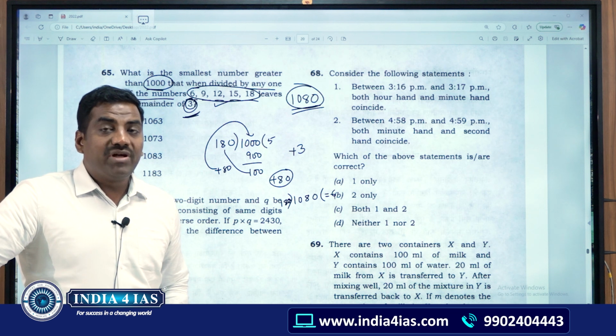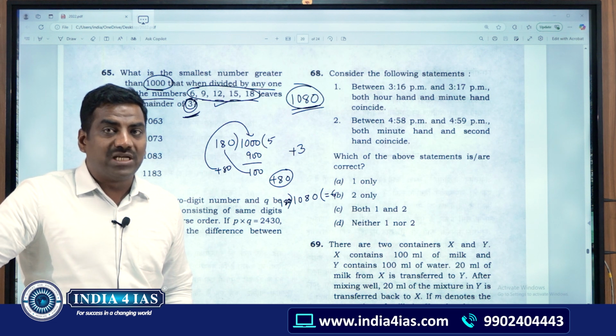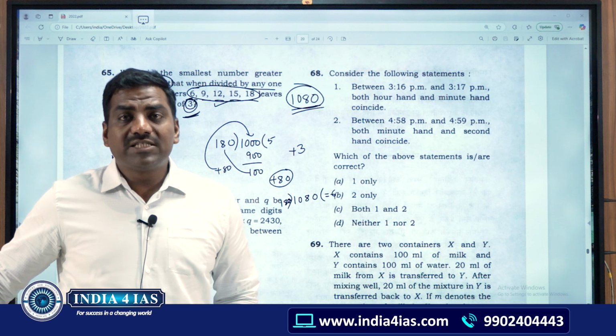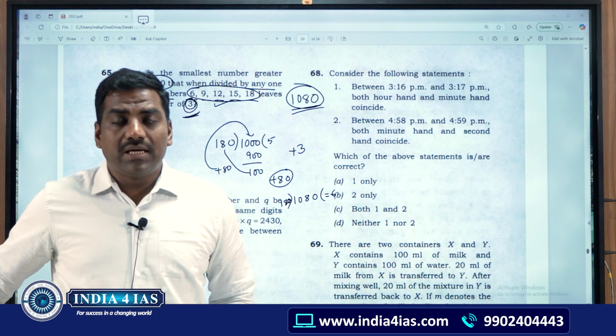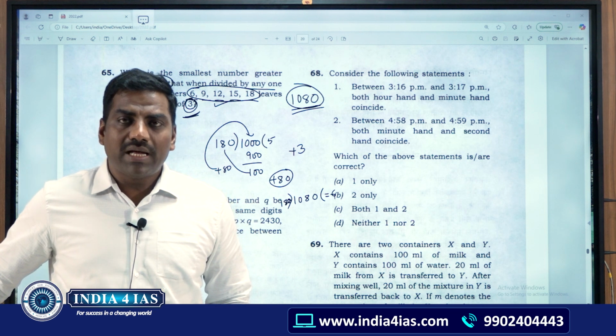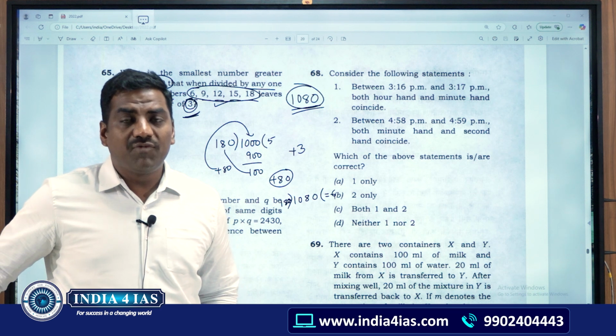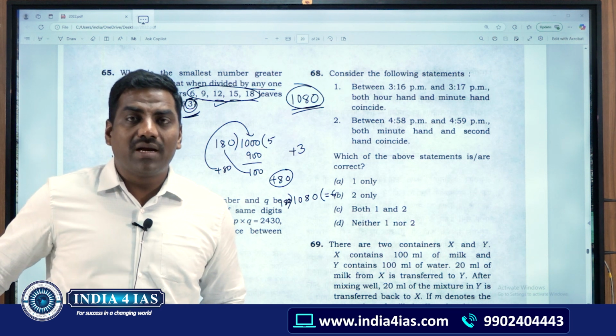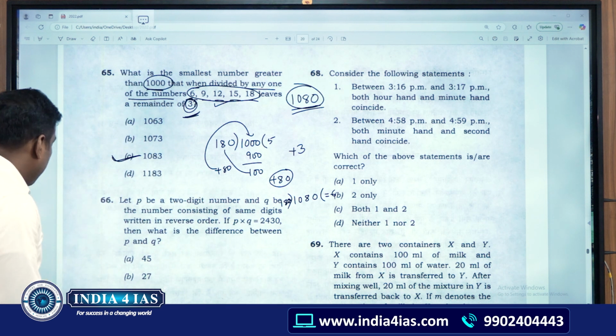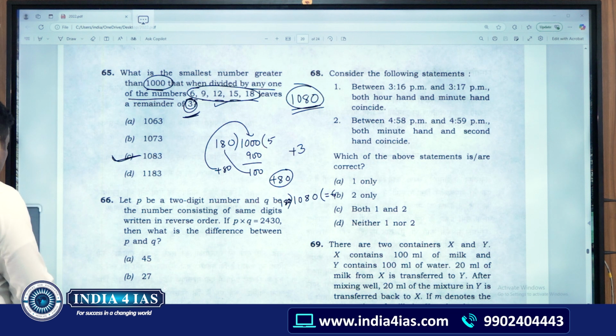Simple. And whenever you are looking for the largest number or the smallest number, try to divide that number by the LCM and do the rest of the procedure. And if you want that remainder, add that remainder later. So in this case, that is 3 and the answer is 1083.